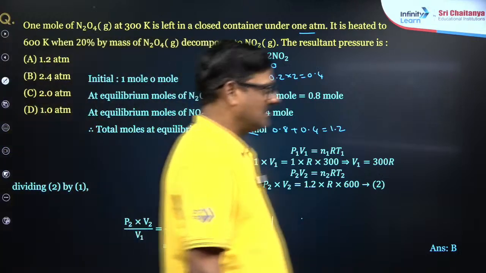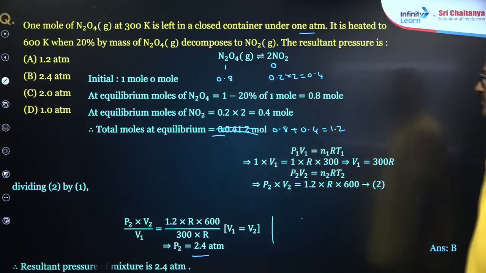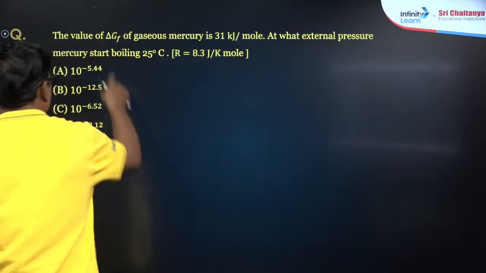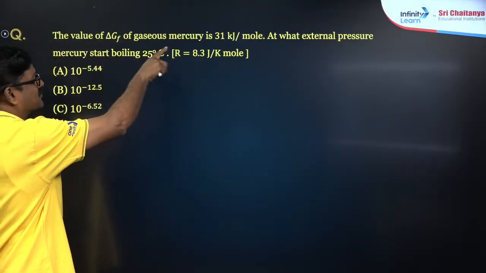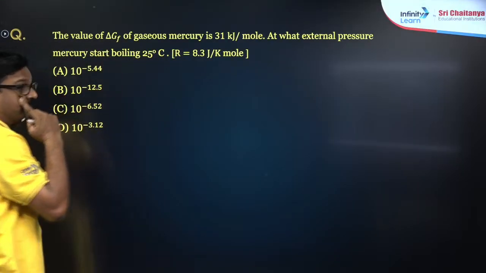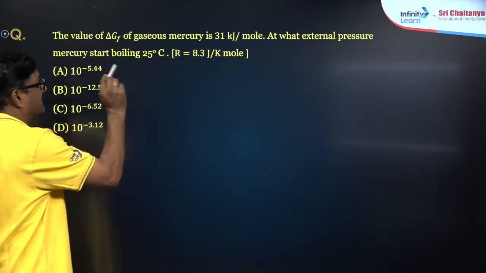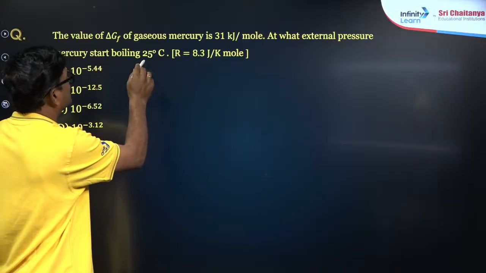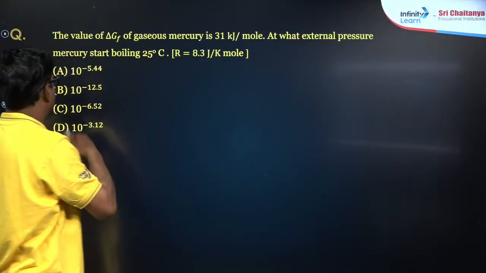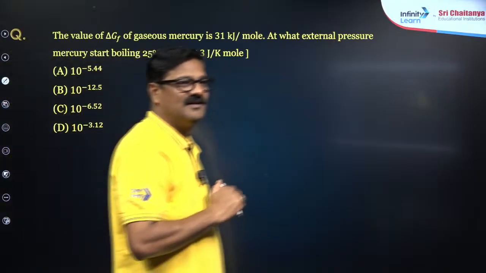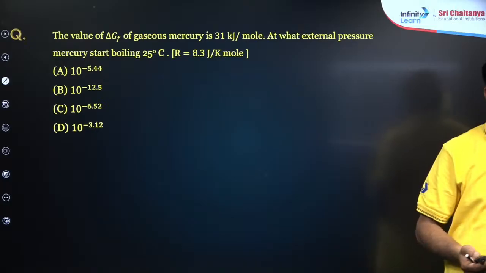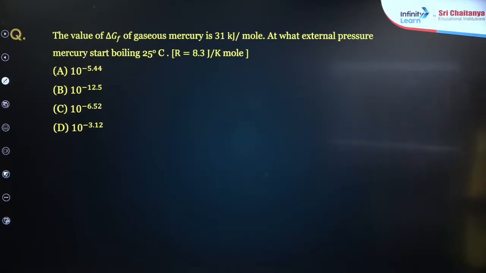Wonderful. Now, one more question. The value of delta G formation of gaseous mercury is 31 kilojoule per mole. Gas, this is gas. At what external pressure will mercury start boiling at 25 degrees centigrade? R value is given. And something related to it is thermodynamics. Solve it. What could be your answer? I want to know.